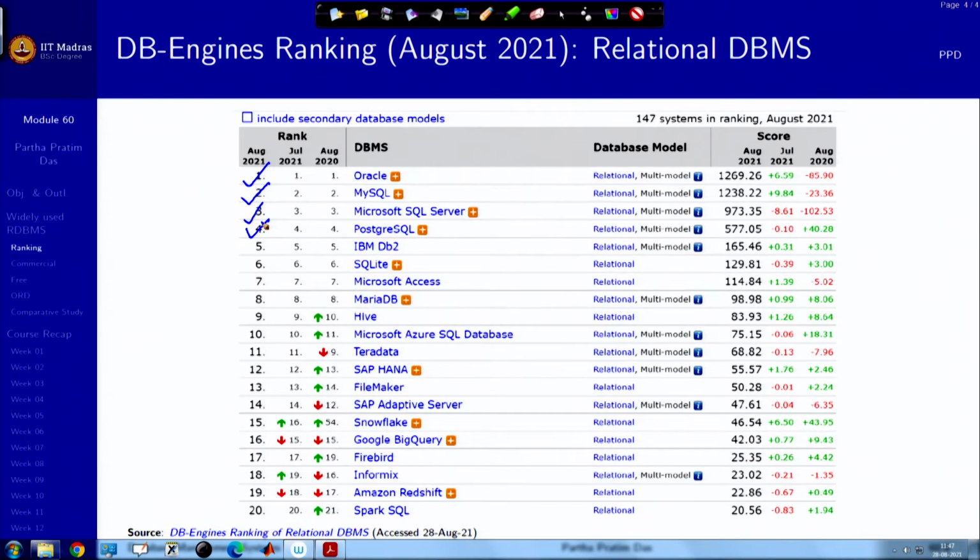They are in the next two slots, followed by IBM DB, SQLite. You have Microsoft Access, you have Teradata here, you have SAP HANA, SAP Adaptive Servers. These actually subsume the Sybase databases. So, this is kind of the current ranking. So, you can know what your expectation should be to see the different databases as you go for work.